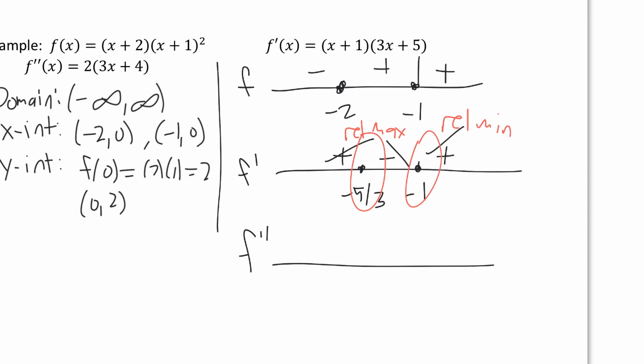Go ahead and do the second derivative. The only point we get is negative 4/3, which is, again, a little bit further back this way, between negative 1 and negative 5/3. And then when we pick a positive number here, we get positive and then negative. So concave down, concave up, and we get ourselves an inflection point.